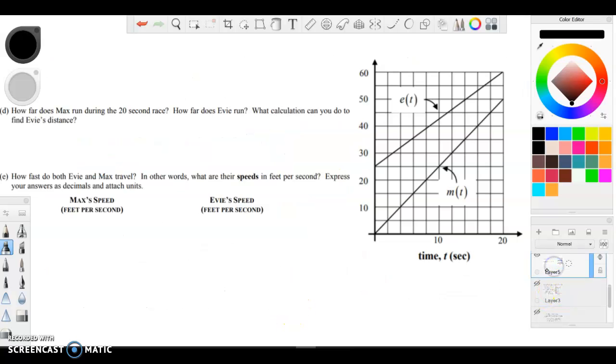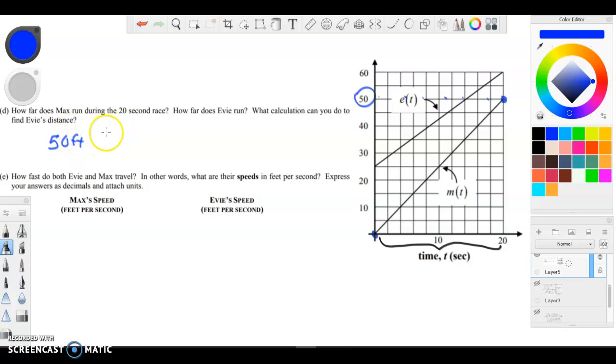Okay, where else can we go with this? How far does Max run during the 20-second race? So the whole 20 seconds is this entire thing, so all the way from 0 to 20. How far does he go? Well, he starts at 0 right here, and then winds up finishing at this spot. If I follow that over, that gives us a distance of 50. So Max goes 50 feet.